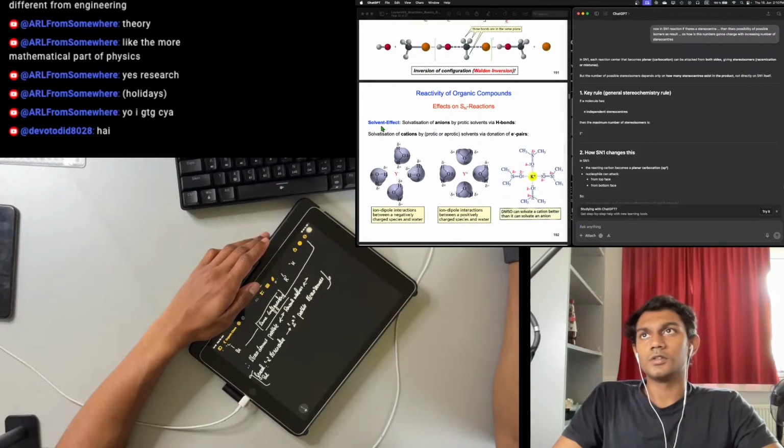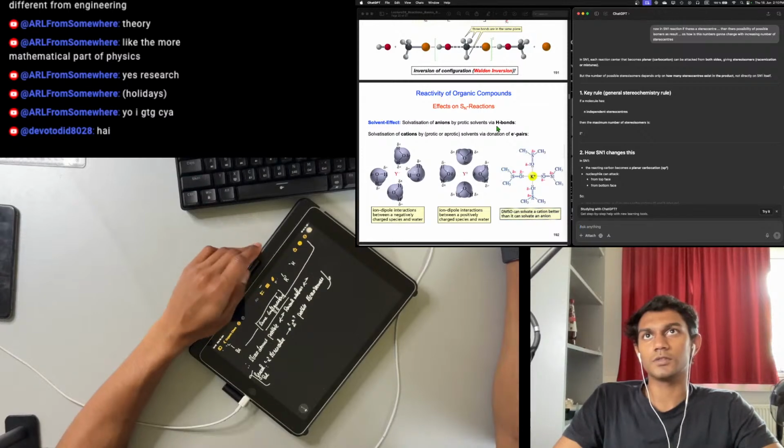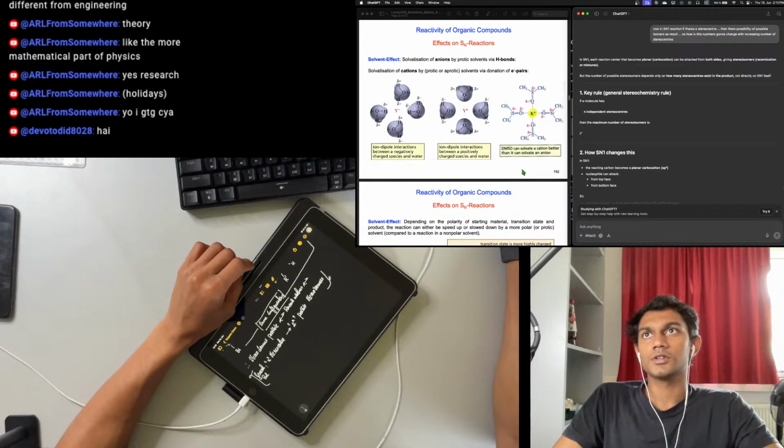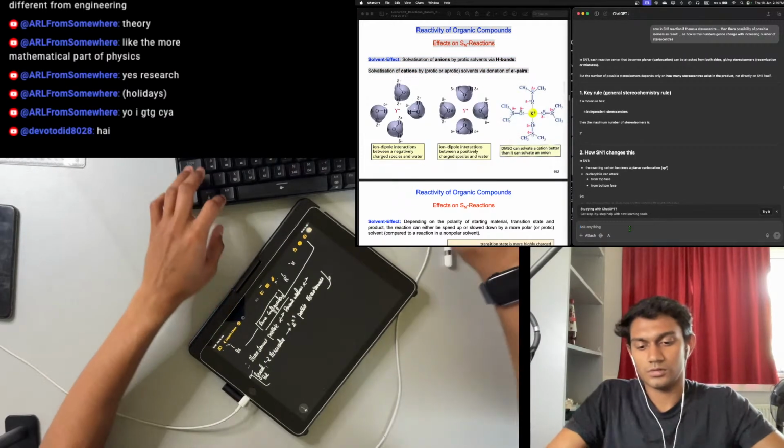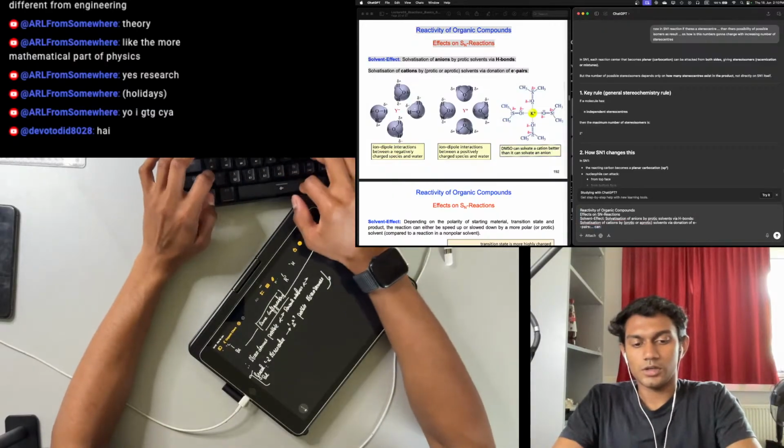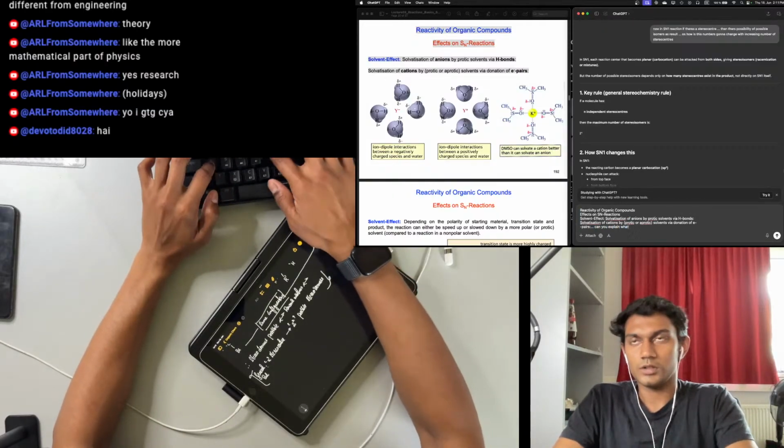Effects of SN1. Solvent effects. Solvation of anions by protic solvents through H bonds. Solvation of cations by solvents via donation of electron pairs. What is this though? What are we talking about? Can you explain this?